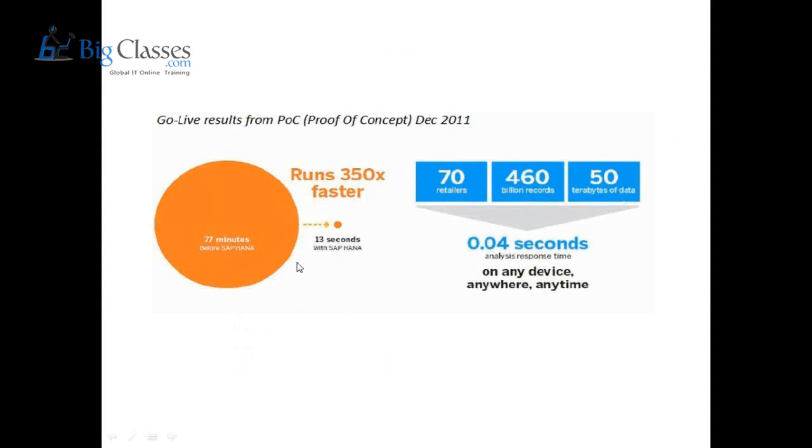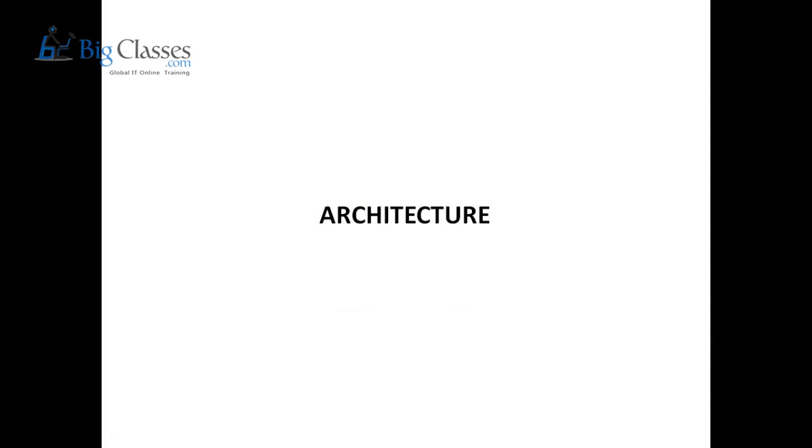So, go-live results from a POC. On 70 retailers, 460 billion records, 50 terabytes of data, there was a query run on SAP BW which ran for 77 minutes on the BW system, and that ran for 13 seconds within the SAP HANA system, right? So this is pretty fast compared to the response of the normal BW system.